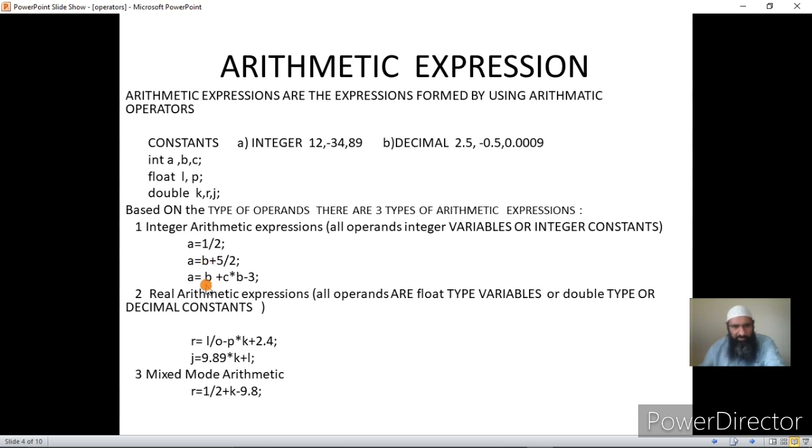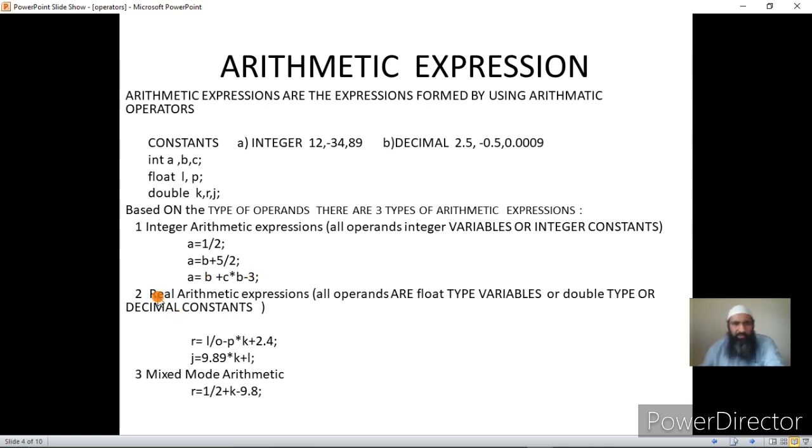Let us see the third example. Now in this example I have got two variables b and c, and I have a constant 3. So far as the constants are concerned, 3 is an integer constant because it is without a decimal point, and b and c both are integer variables. So I say this is an integer expression.